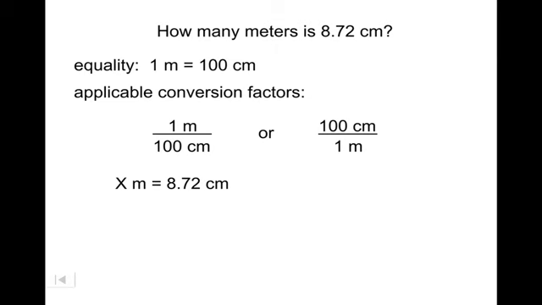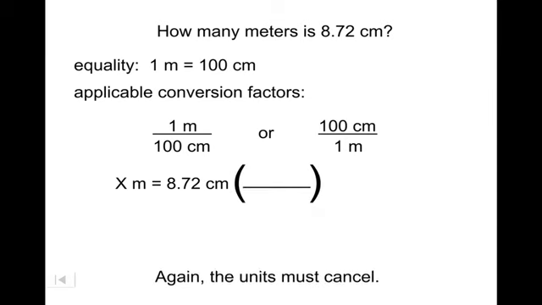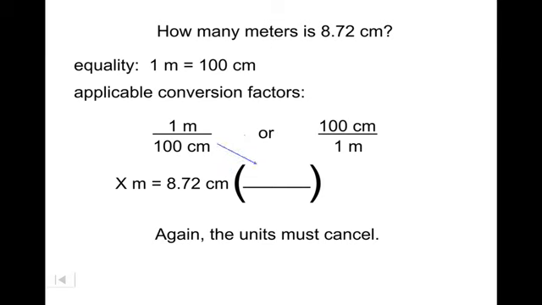Because you're starting with centimeters, you need to use the equivalence or conversion factor that has the centimeters on the bottom. So it's going to be 1 meter over 100 centimeters. Otherwise, the units won't cancel. And then you will take 8.72 divided by 100, and you'll be left with meters.